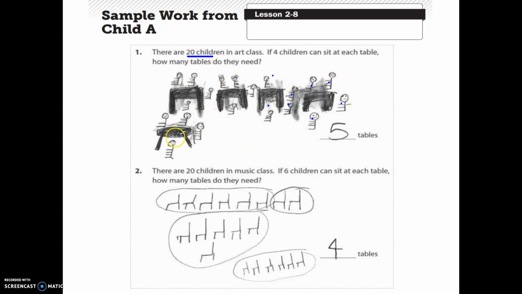So how many tables do they need? They need 1, 2, 3, 4, and 5. And hopefully you got that same answer. And maybe your picture looks a little bit like this. Maybe you did it differently. That's fine.